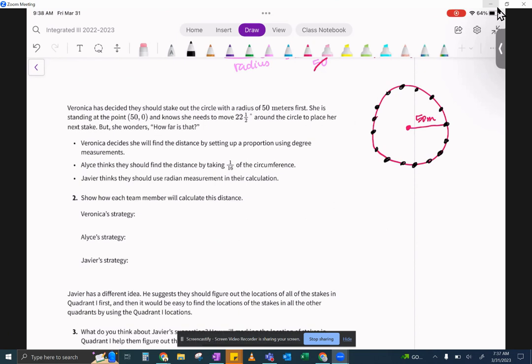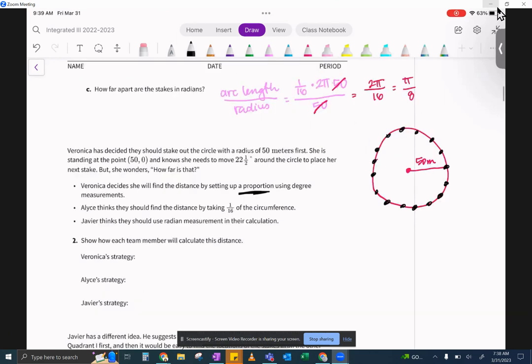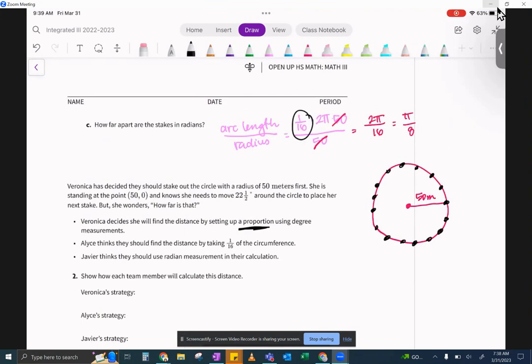Okay, so it says she is standing at the 50, 0 and knows she needs to move 22.5 degrees around the circle to place her next stake, but she wonders how far is that. Veronica decides that she will find the distance by setting up a proportion using degrees measurements. So a proportion, if you remember what a proportion is, it's what you learned in 7th grade, where you're taking a part of something. So half of something, a fourth of something. That's basically what you did up here with this 1/16 business, right?